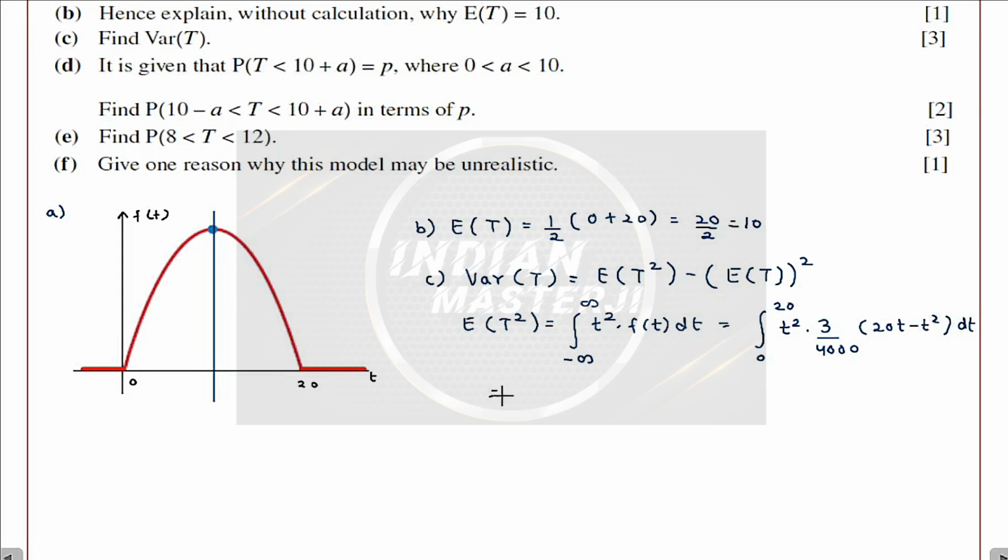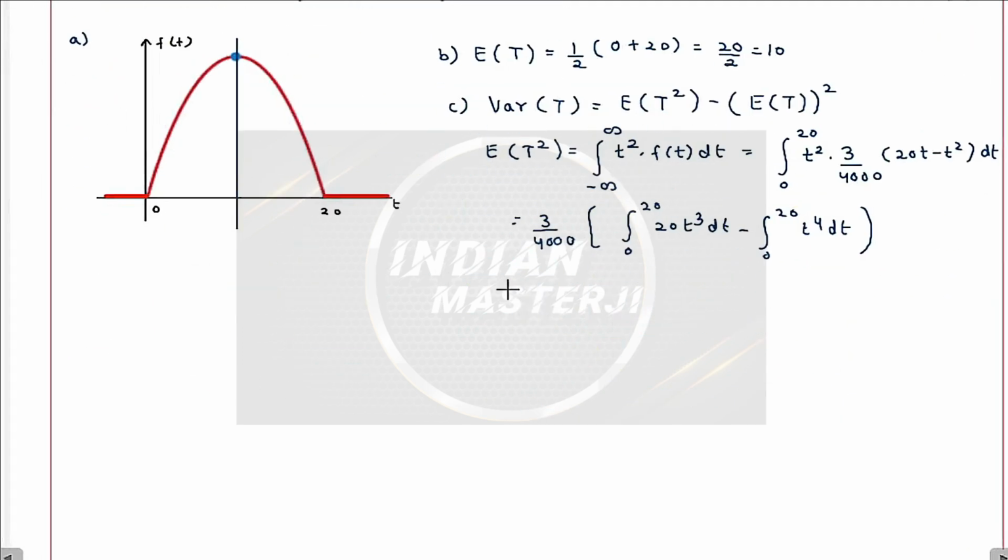So what I'll get here, this will be equal to 3 by 4000, I'll take outside and I'll integrate inside. So I'll get integration of 20t cube with respect to dt minus integration of t raised to 4 with respect to dt, correct? So what do I get here now? This will be equal to 3 by 4000.